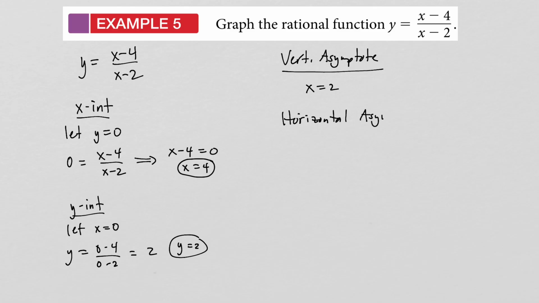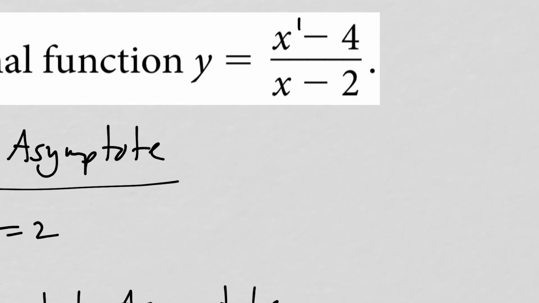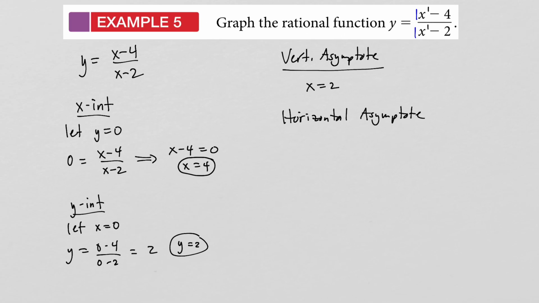So what was the rule for horizontal? Remember, it said if the degree of the top is equal to the degree of the bottom, which is the case here, then you take the leading coefficient here divided by the leading coefficient here. So in this case, the horizontal asymptote is going to be y equals 1 divided by 1, which is 1. So y equals 1 is our horizontal asymptote.